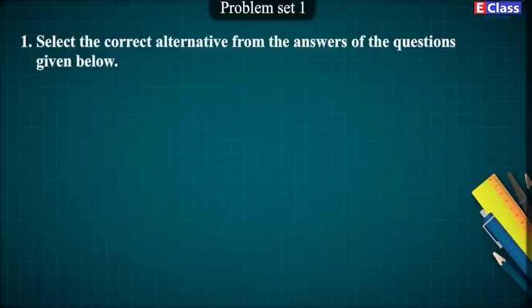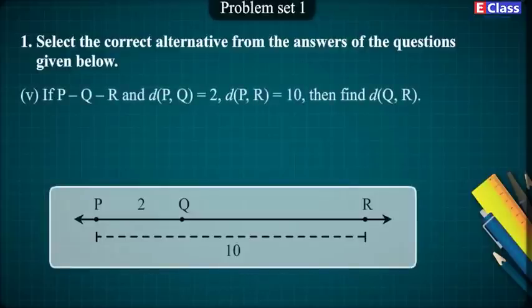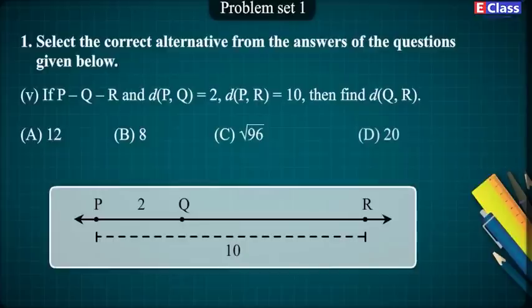5. If P-Q-R and distance of PQ is equal to 2, distance of PR is equal to 10, then find distance of QR. A. 12. B. 8. C. Square root of 96. D. 20. Answer: B.